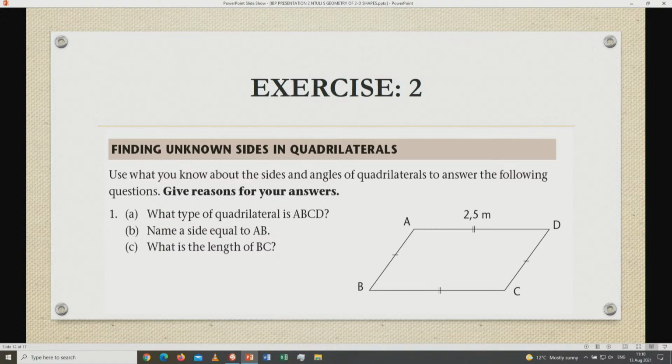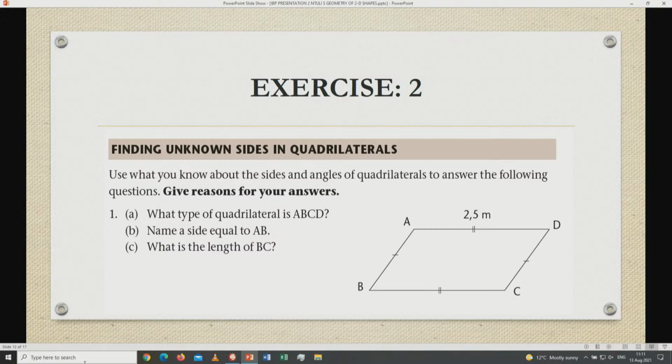Right, guys, welcome back. Your 2 minutes has lapsed. Let us see the answers. We're going to discuss them together so that you may check whether you did them the right way or you made some mistakes. Now, let us see. Use what you know about the sides and angles of quadrilaterals to answer the following questions. This typical question means that we have to have an understanding of the properties of quadrilaterals. Give reasons for your answers.